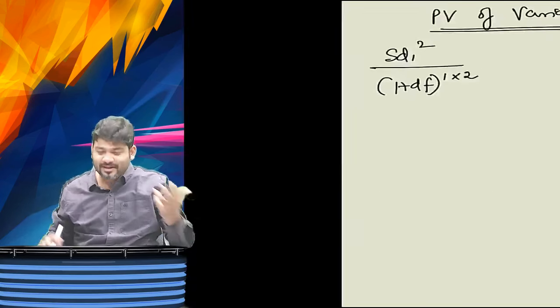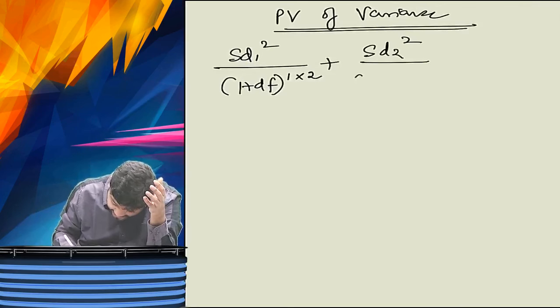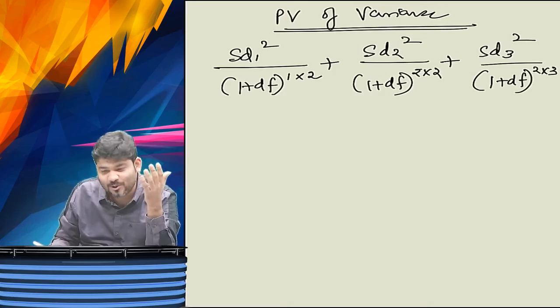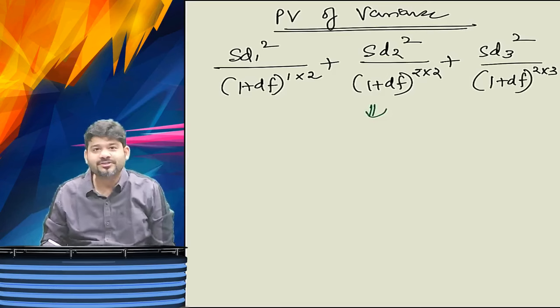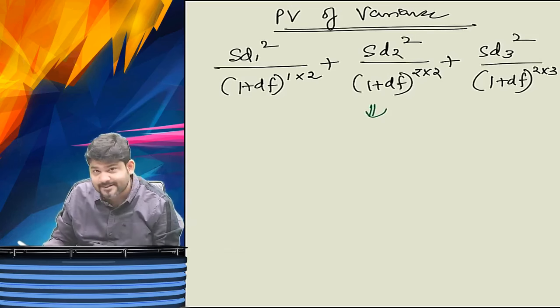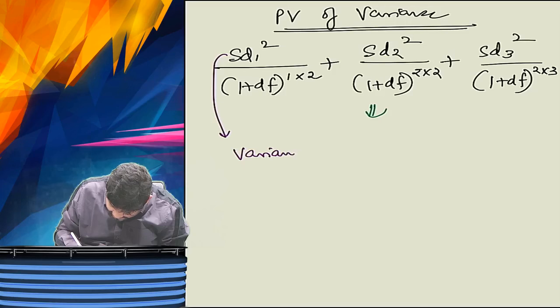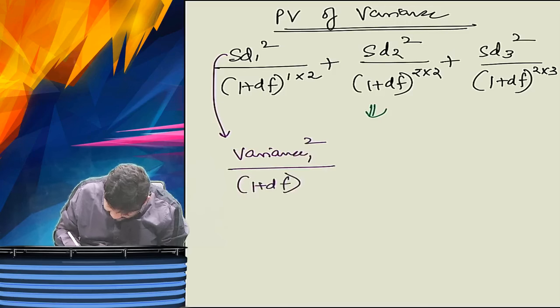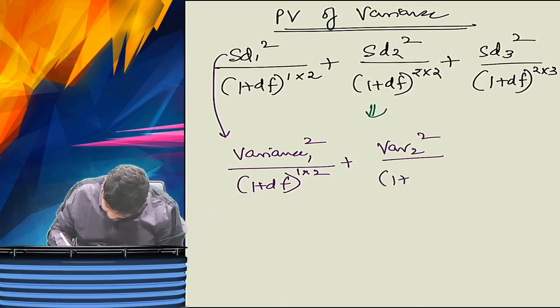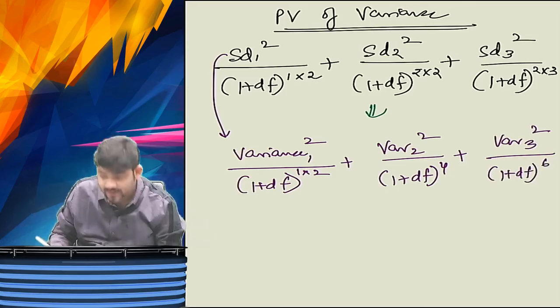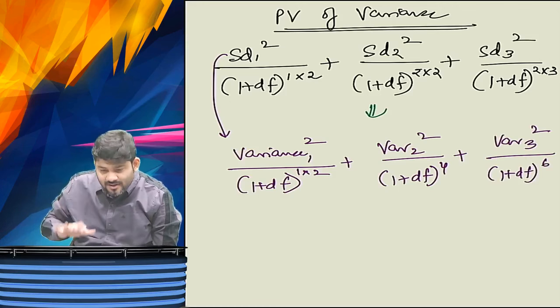Square it up. And that's what I'm doing. So here, again, I did the second standard deviation, squared it up, 1 plus discounting factor, this time 2 into 2. Standard deviation 3 squared, this time 1 plus discounting factor, 2 into 3. And that's how the whole system continues. Am I right, sir? Yes, you are absolutely right. Now, instead of writing this, can I also write this as variance 1 upon 1 plus discounting factor raised to 1 into 2, plus variance 2 upon 1 plus discounting factor raised to 4, plus variance 3 upon 1 plus discounting factor raised to 6. No problem. Are you understanding? Take deep breaths. You'll understand.